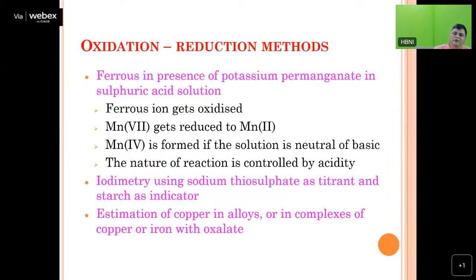Other examples are iodometric titrations using sodium thiosulfate as a titrant and starch as an indicator. We can do the estimation of copper in an alloy, or in a complex of copper or iron with oxalate.